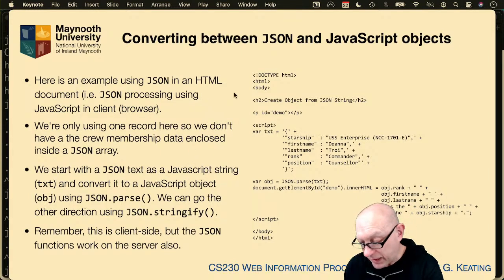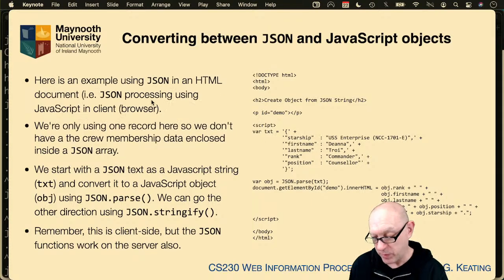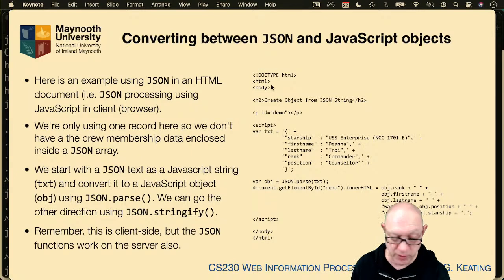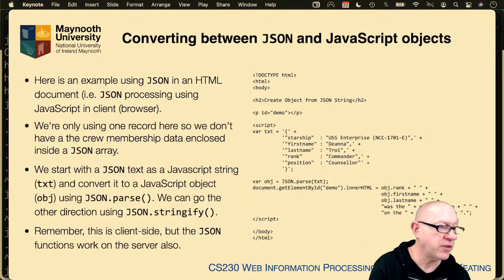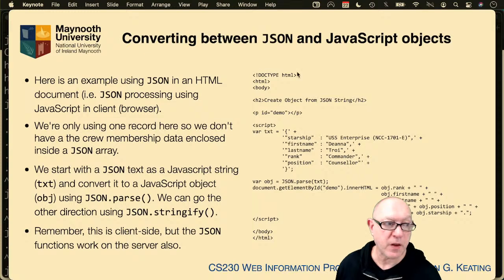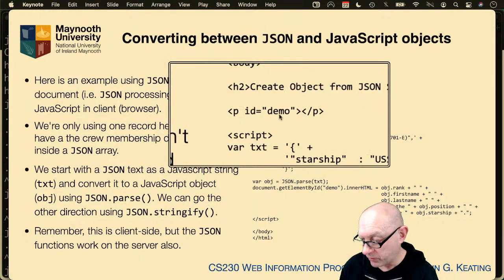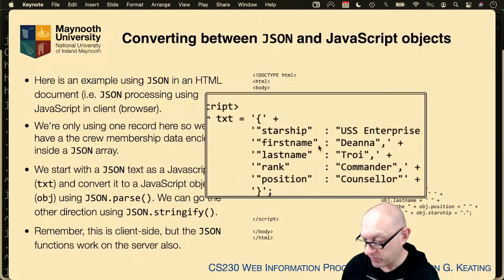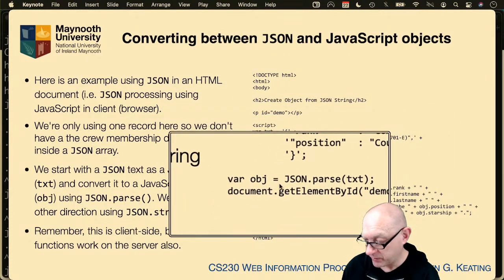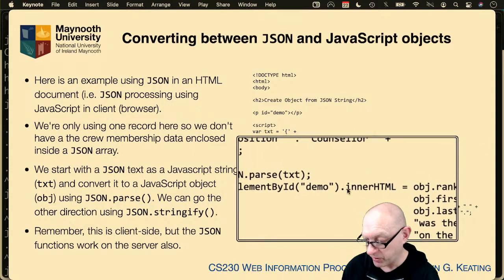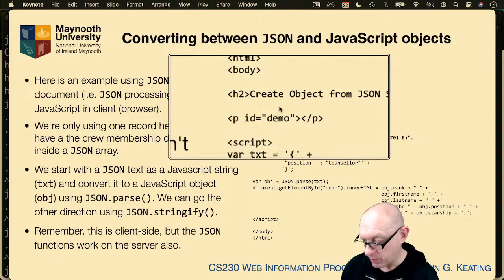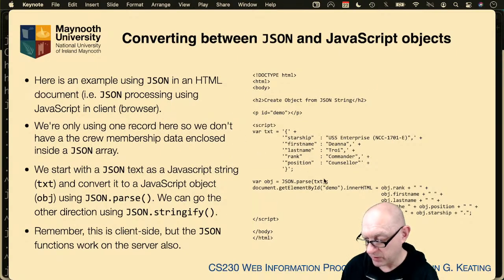So let's have a quick look at some of the examples. We can look at an example using JSON in an HTML document, so JSON processing using JavaScript in the browser. Here we have a browser. If we look at this one, we have this paragraph element, and we have a script with some text that takes this text string and converts it to an object. Then we're parsing this to be able to write something into this demo tag.